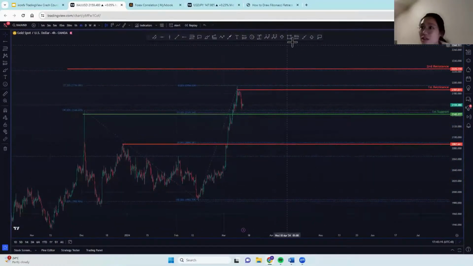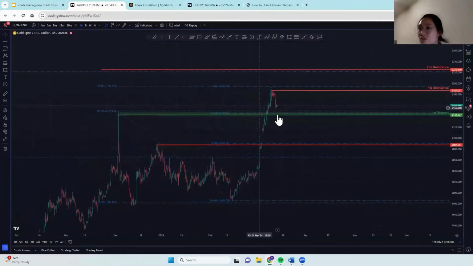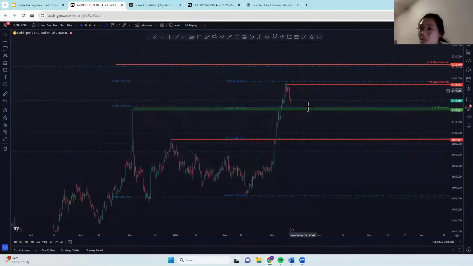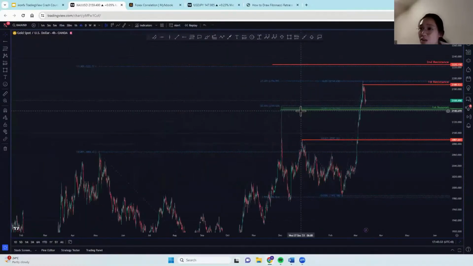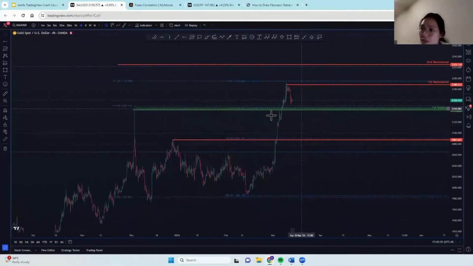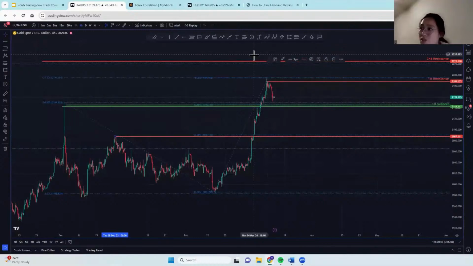Okay, so you can see this area here, we have a confluence area. So price is likely to be attracted to such areas of confluence. So we will see it continue to drop. But we'll have to see if it'll break out of this area and head towards our second support here.